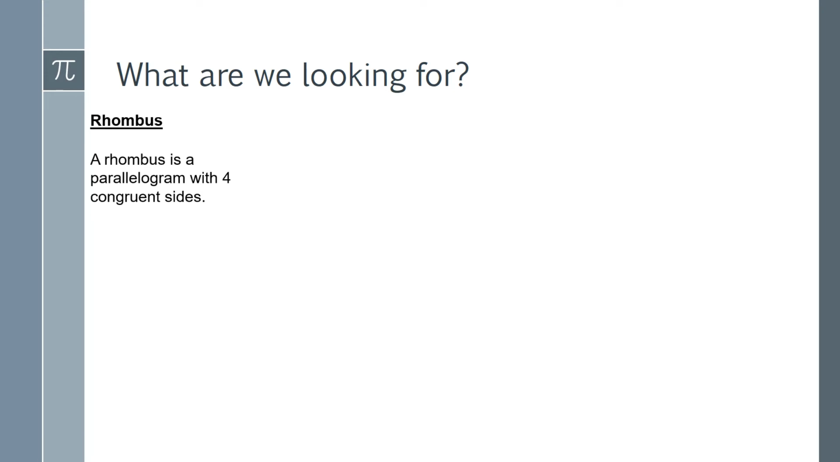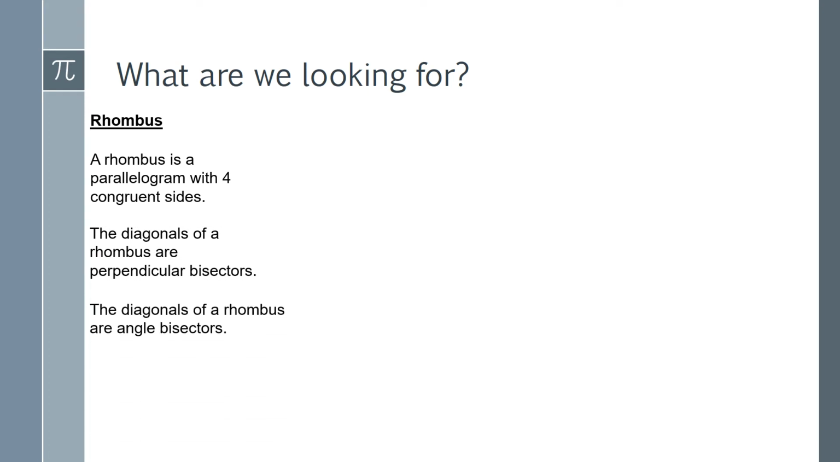So for a rhombus, we have that all four sides are the same. All four sides are congruent. The diagonals have to be perpendicular bisectors, and the diagonals are angle bisectors. And these were theorems in the lesson. This was kind of the definition of what a rhombus was.